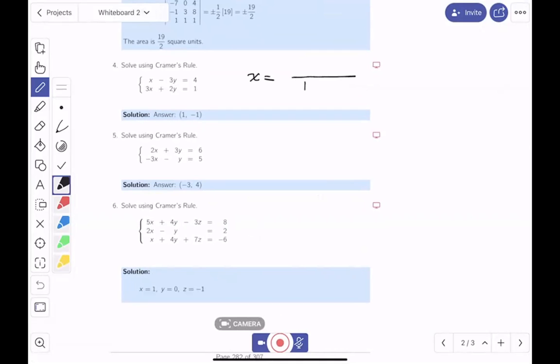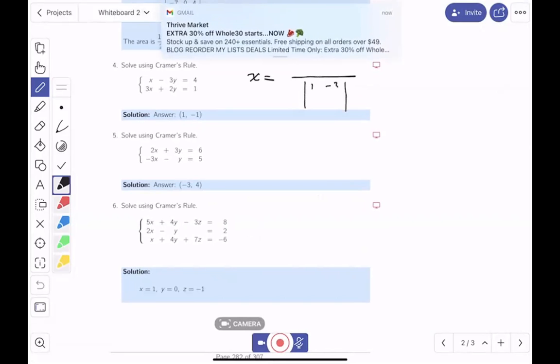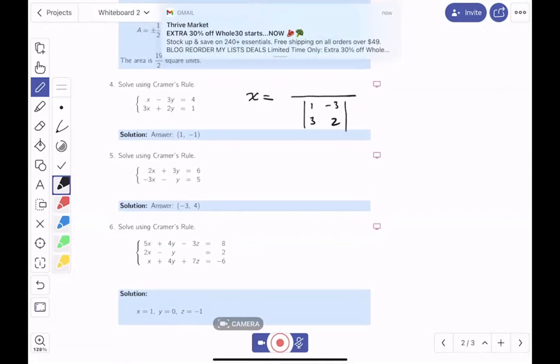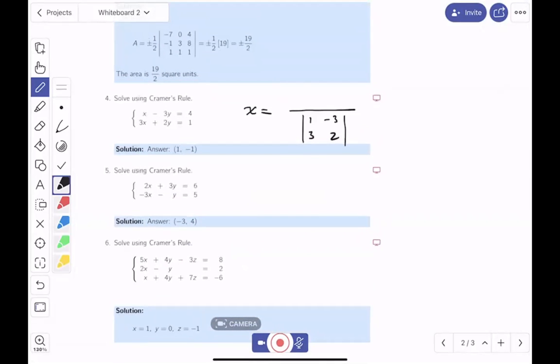I'm going to put the determinants down for you. We'll compute them slowly. So let's see. This would be 1, minus 3, 3, and 2. Now I'm going to put the top down. Now in the column of x now goes the constants 4, 1. And then I'll put this over here, minus 3, 2.